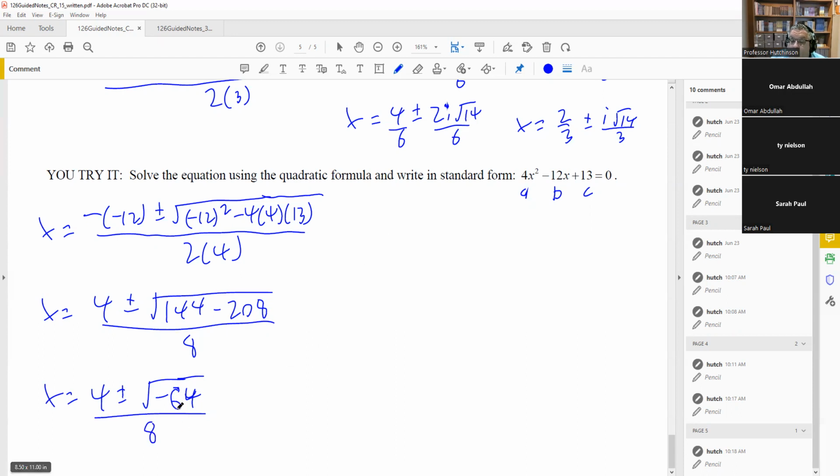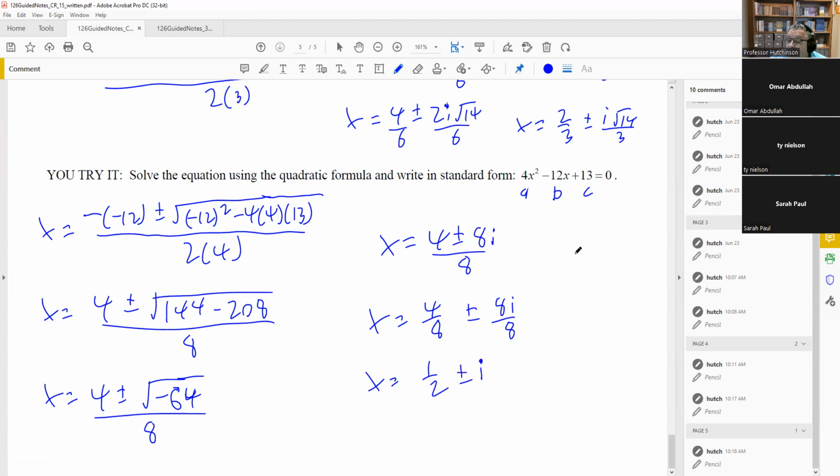This is actually one now where we won't end up with a square root left anymore. It's a square root of negative 64. Square root of 64 is 8, so that's going to give us an 8i, and then we have this divided by 8. And so then what you want to do is break this up and divide both of these by 8. So 4 over 8 is a half. And then plus or minus 8 over 8 reduces to just plus or minus i. So you get 1/2 plus or minus i, and then that would be your answer for that one.